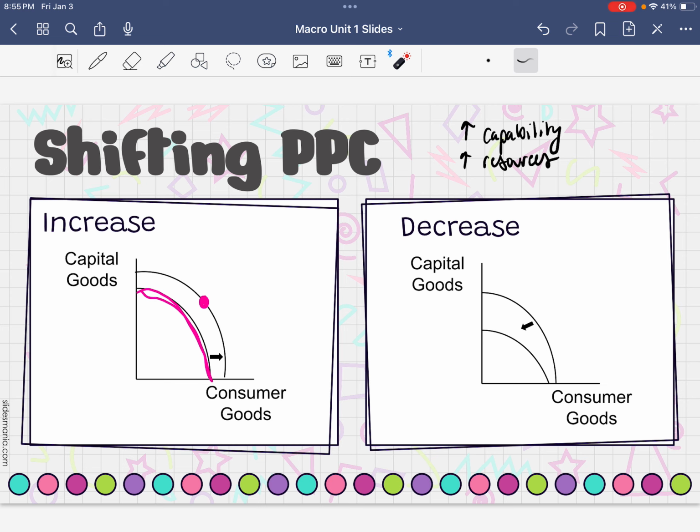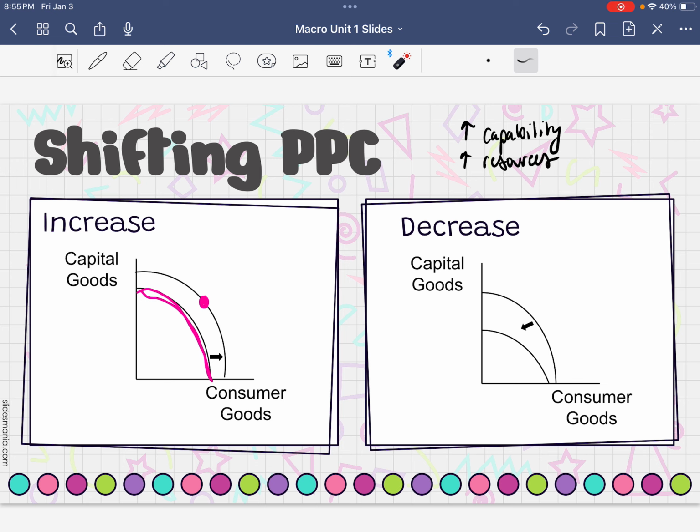So if we want to increase our production possibilities, we have to increase our capability, by increasing our number of resources. The resources that will help us expand our production possibilities curve are land, labor, capital, entrepreneurship, mostly land, labor, and capital. So an increase in population would be an increase in labor. An increase in land, in natural resources, like more oil being found and drilled, would increase it. An increase in the number of capital goods being produced would be an increase in capital, and thus would push our PPC outwards.